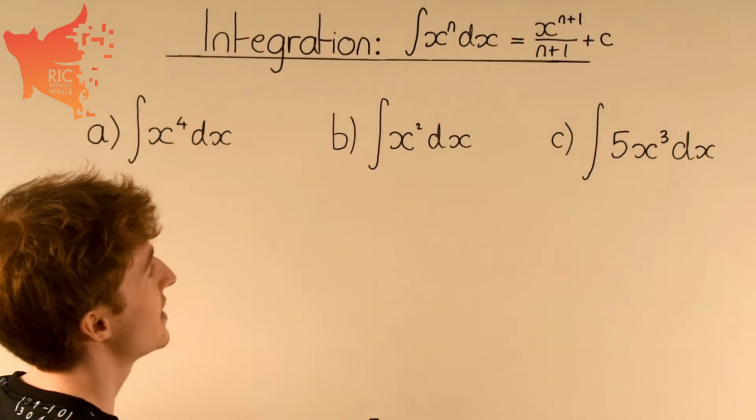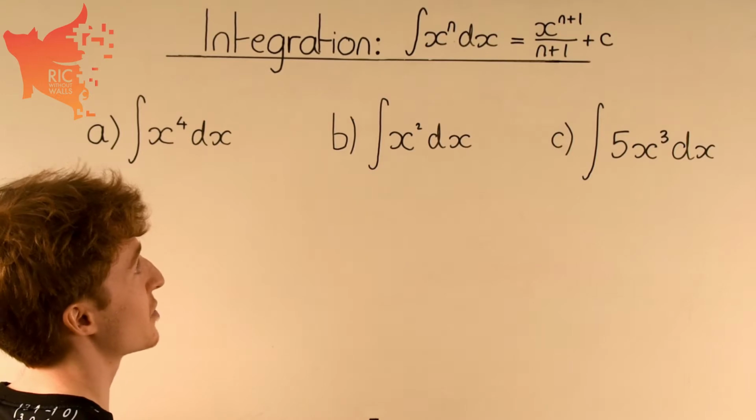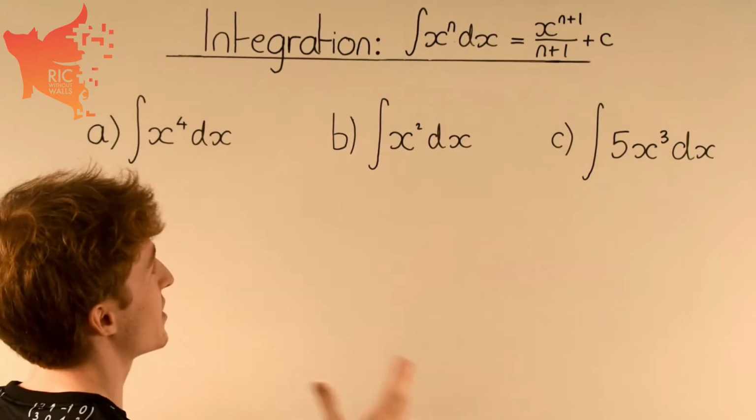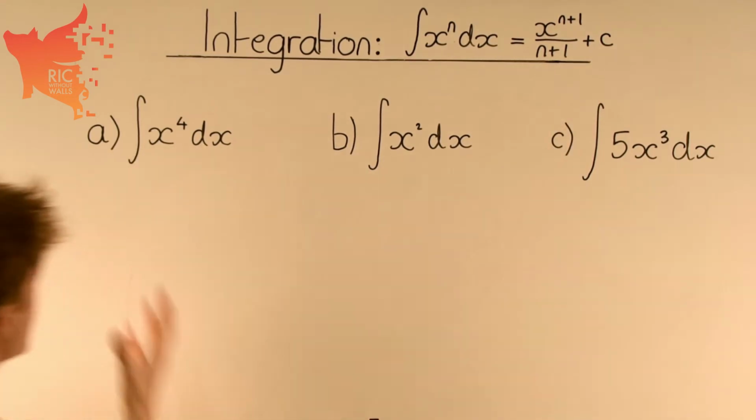Now this c here just represents any number, and the reason we have to include this plus c when we integrate is for the simple fact that when you differentiate a number, the number disappears. So when you integrate an expression, we have to make a number reappear. So that's why we include this plus c. Okay, let's have a go at these examples then.